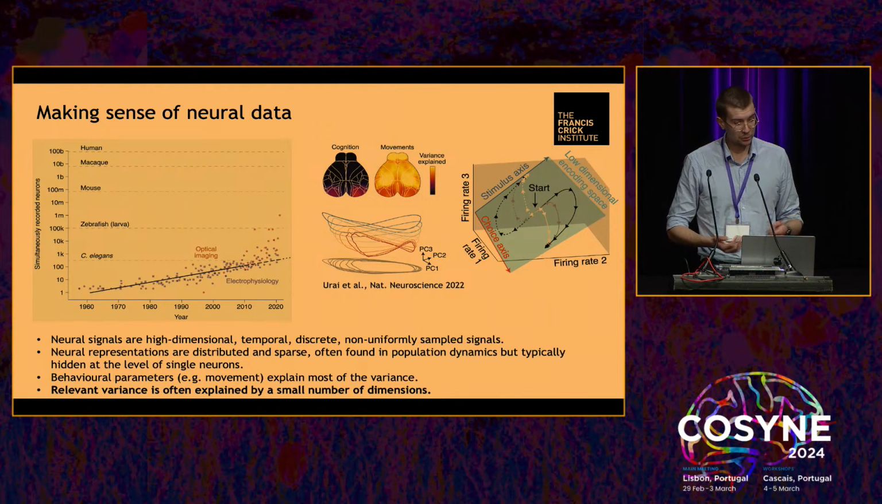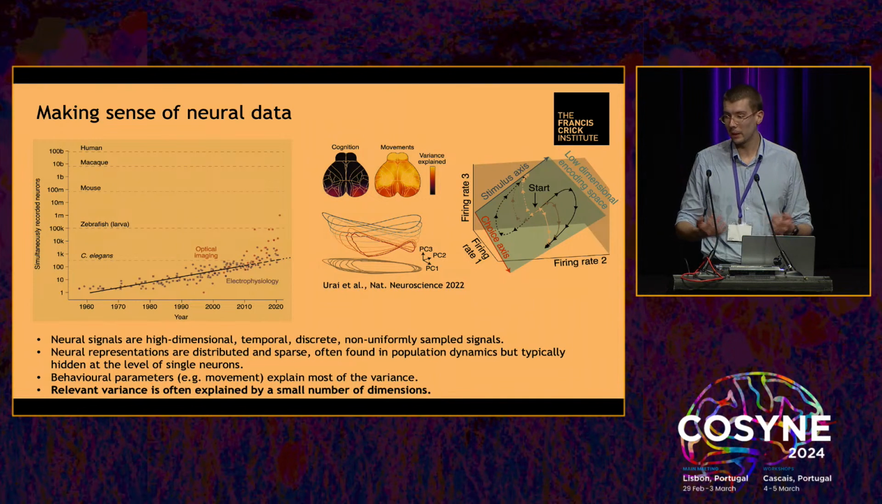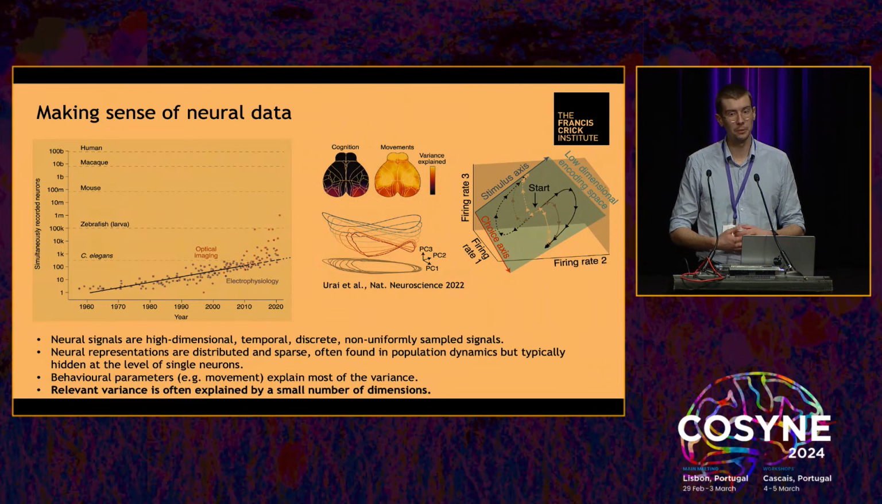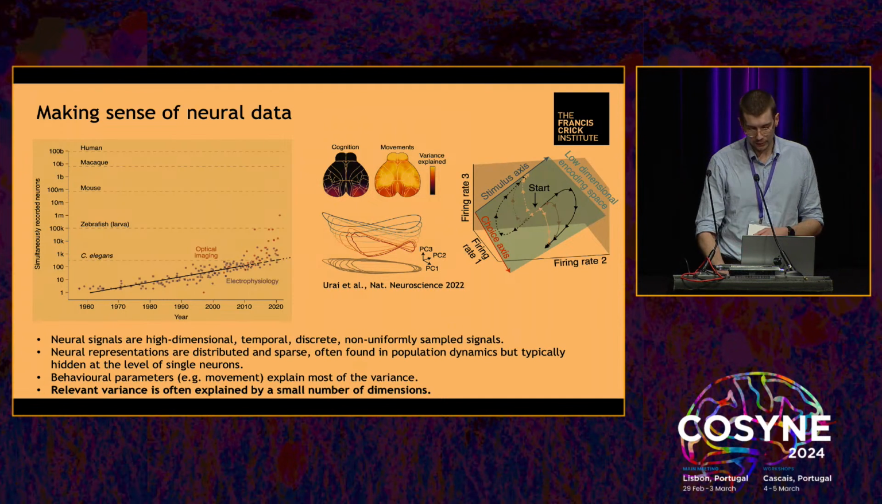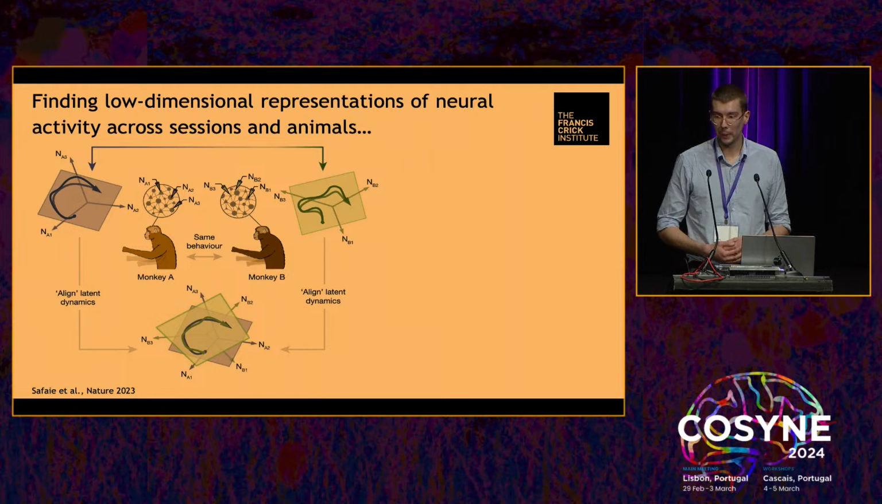Also, there's the fact that most of the variance is explained mostly by behavioral parameters. So if you're interested in sensory processing, in decision making, cognition, that sort of thing, you might not have so much to rely on. But good news, it actually seems that by looking at a few dimensions, you can find most of the relevant variance. So there are a lot of very nice papers that do just that.